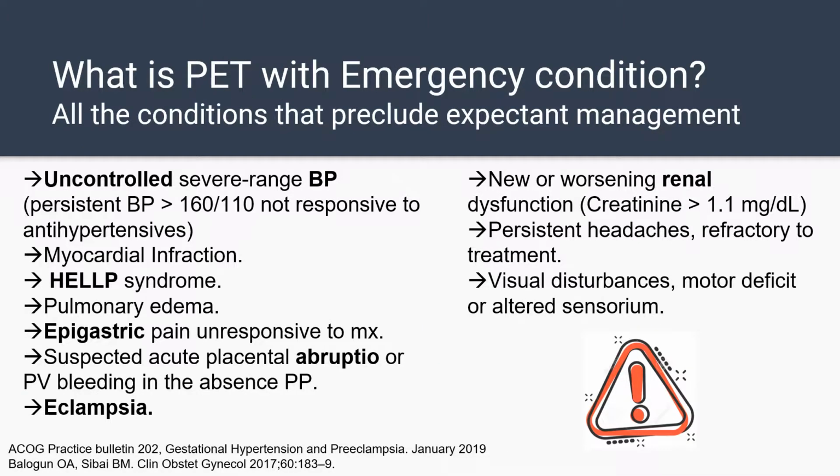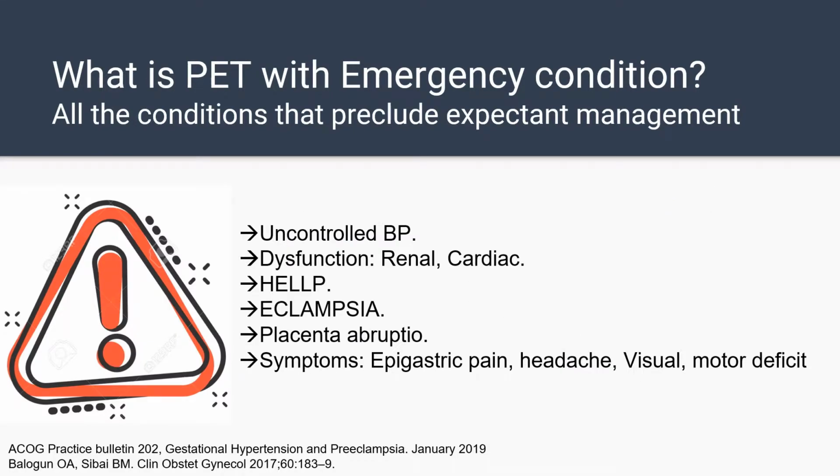So we have talked about preeclampsia without severe features, with severe features, and now we're going to talk about the most serious one, that is the preeclampsia with an emergency feature, an emergency condition. This part of the classification is very important because it means that the mother's life is at very high risk. Okay, I leave this slide for you, but I summarize all of this, that is a lot of information, in this slide.